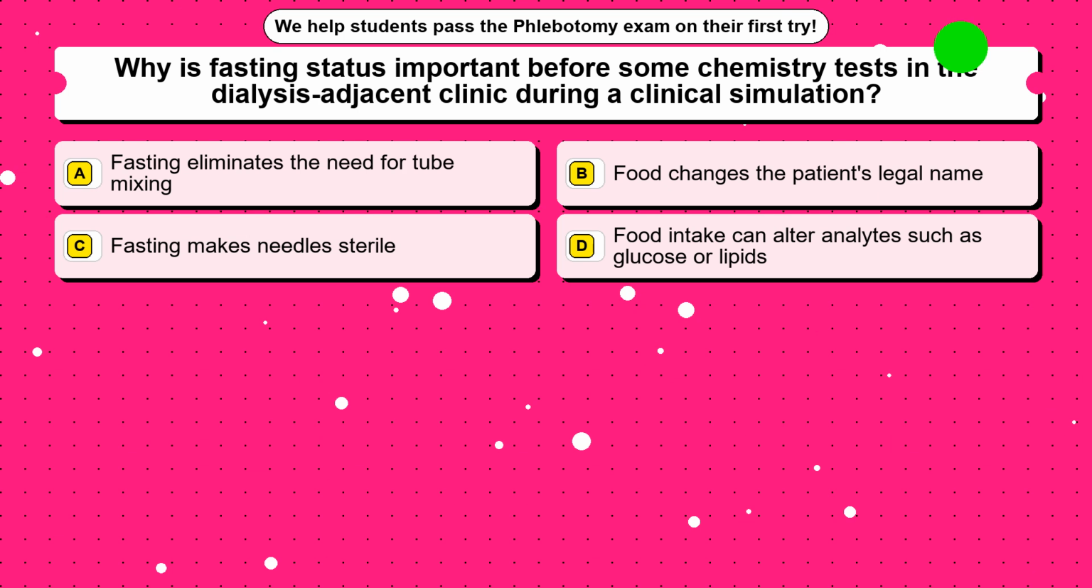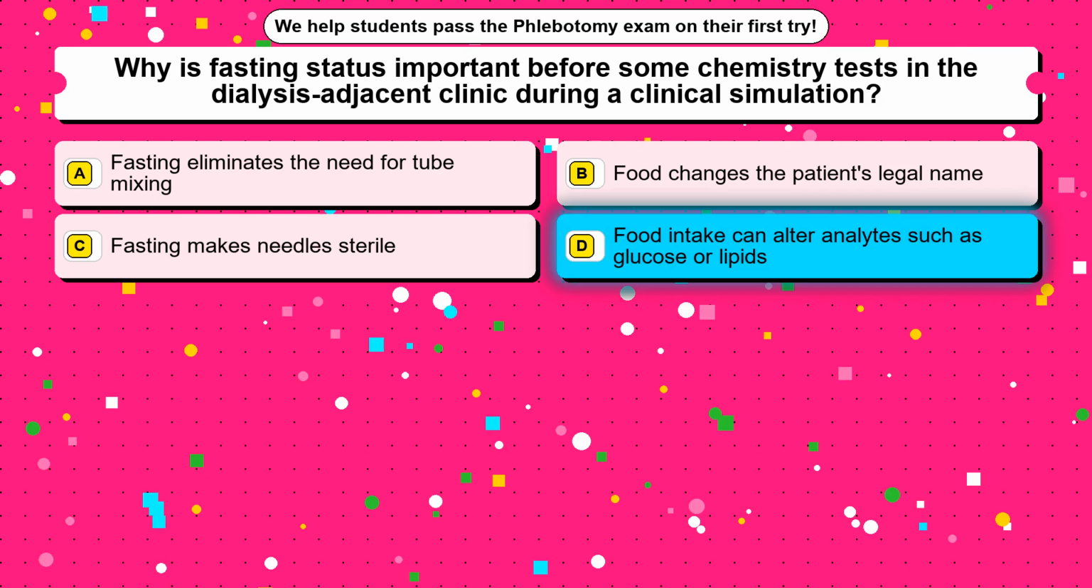Question 69. Why is fasting status important before some chemistry tests in the dialysis adjacent clinic during a clinical simulation? Option A. Fasting eliminates the need for tube mixing. Option B. Food changes the patient's legal name. Option C. Fasting makes needles sterile. Option D. Food intake can alter analytes such as glucose or lipids.